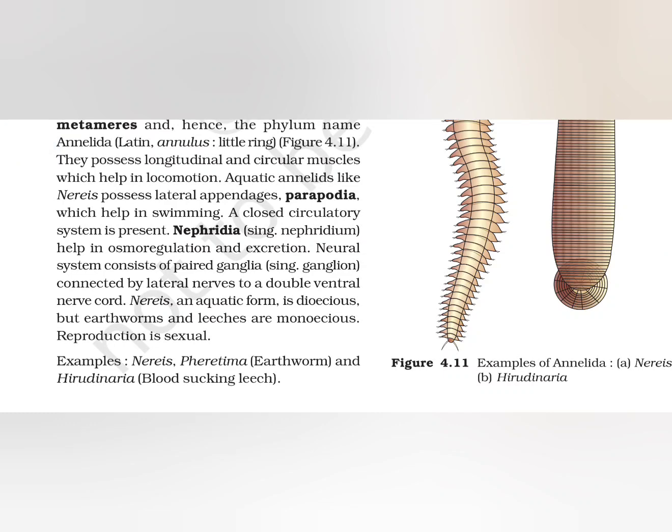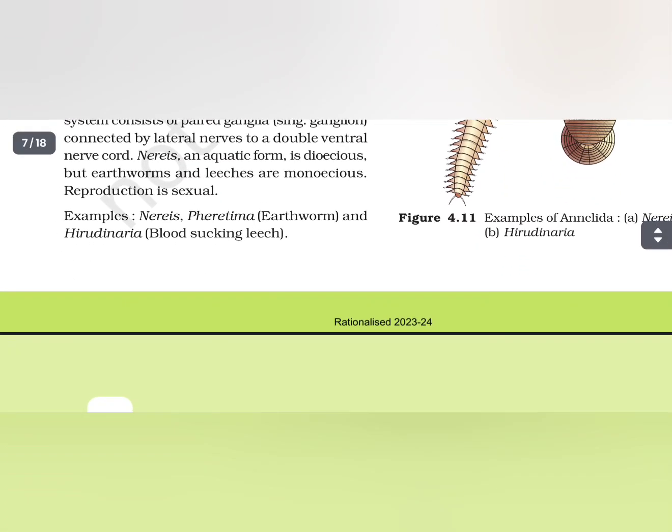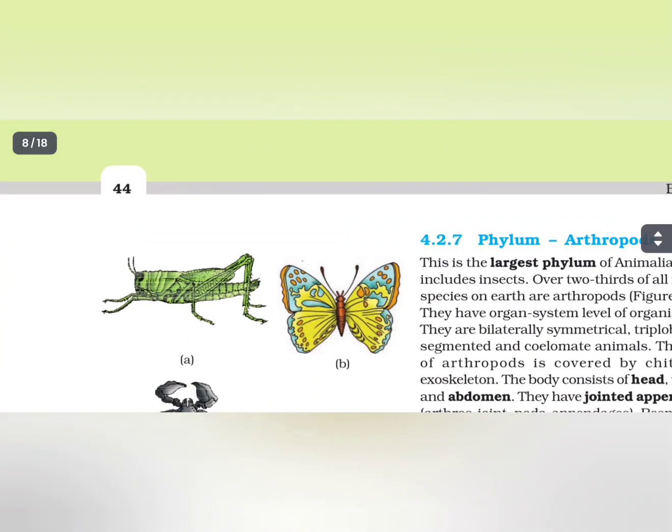Aquatic annelids like Nereis possess lateral appendages, parapodia, which help in swimming. A closed circulatory system is present. Nephridia help in osmoregulation and excretion. Neural system consists of paired ganglia connected by lateral nerves to a double ventral nerve cord. Nereis, an aquatic form, is dioecious, but earthworms and leeches are monoecious. Reproduction is sexual. Examples: Nereis, Pheretima, earthworm; Hirudinaria, blood-sucking leech.